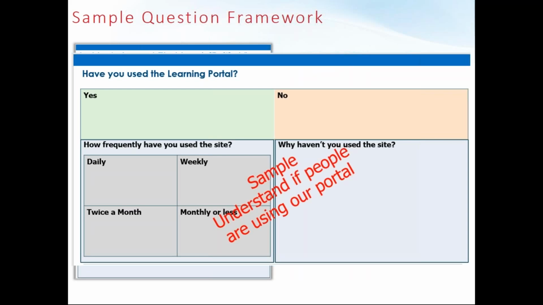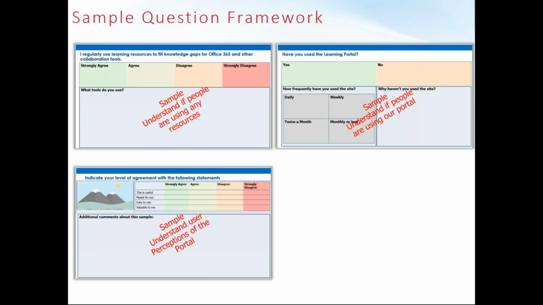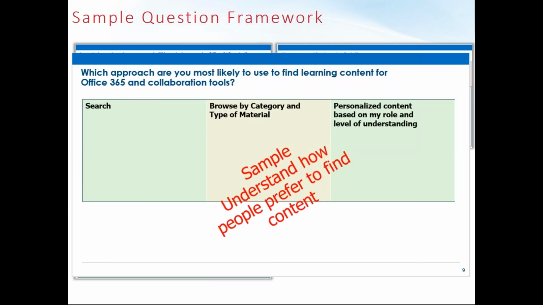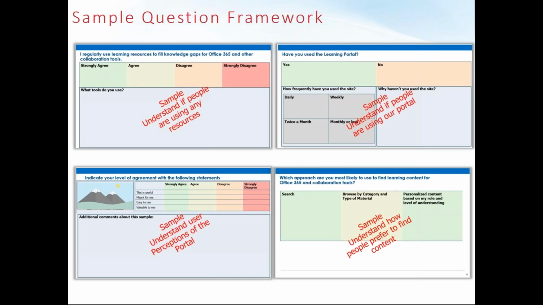And then when we started to ask questions specifically about our own learning portal, we wanted to know, did people use the portal, yes or no, and how frequently they used it, and if they weren't using it, why weren't they using the portal? All of these questions are laid out in a framework so that people can interact with it using the annotation tools in Skype. And then finally, another way to lay out is just 3 boxes. Which are you most likely to use? And we just had people check right in here. So these are some examples of question frameworks that you can use in a virtual focus group.